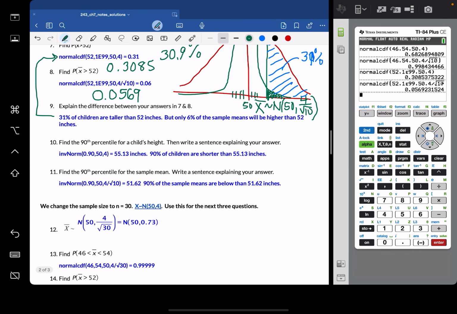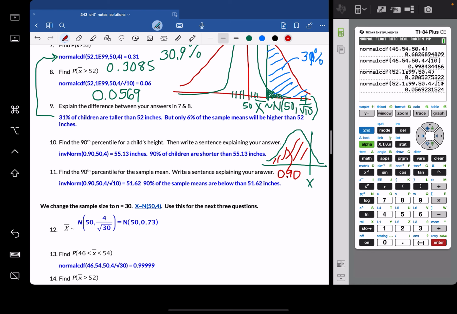Find the 90th percentile for a child's height. Then write a sentence explaining your answer. I kind of want to draw a little sketch for this one too. Pictures are always how I think about things. So the 90th percentile is right here. It's unknown, so we're not sure where that value is, but I do know that the area to the left of this is 0.90. So 90% of children are shorter than X.